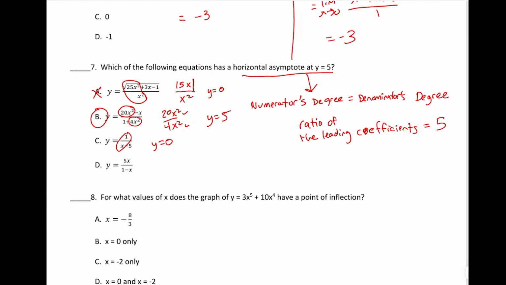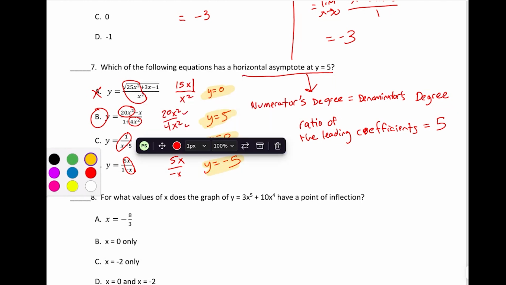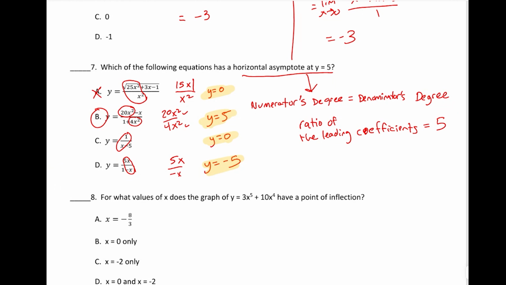And for part D, the degrees are the same, but 5x over negative x, that ratio of the leading coefficients is going to be -5. So here are the asymptotes for each one of these. Just highlight these. Here's for A, here's for B, here's for C, here's for D. And the only one that has one at 5 is going to be B.